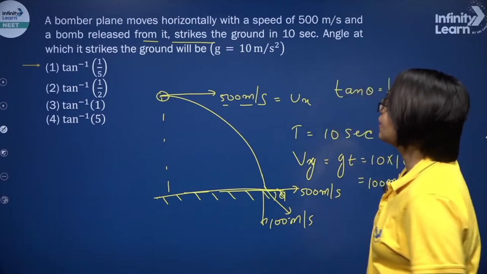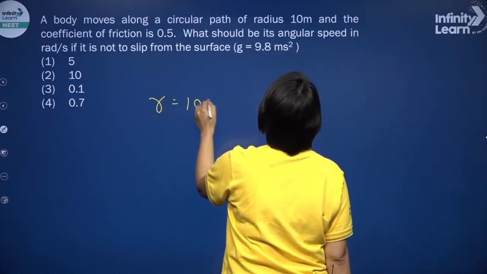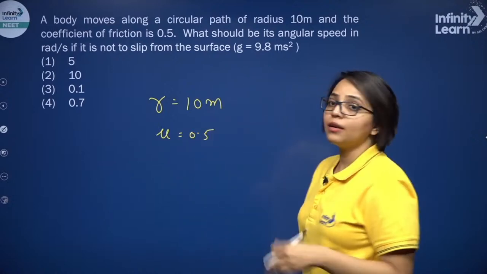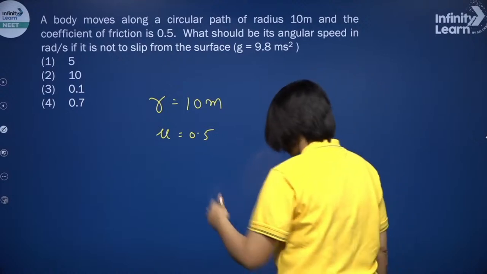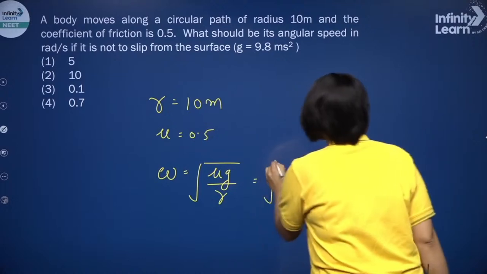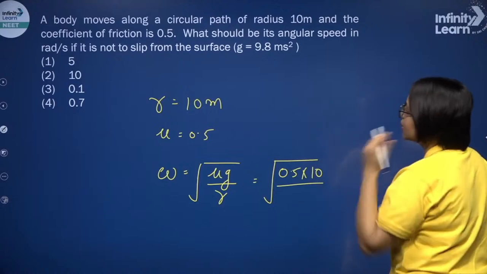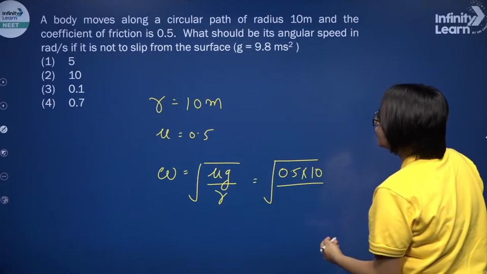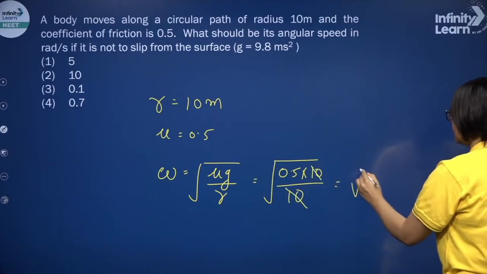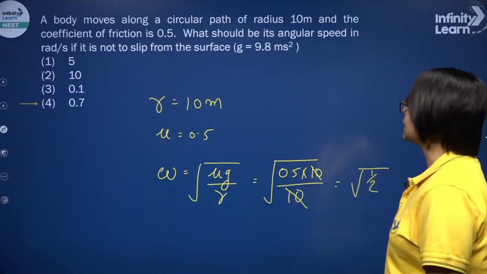Next is this one, a body moves along a circular path of radius 10 meter. Radius is given as 10 meter and the coefficient of friction is 0.5. What should be its angular speed in radian per second if it is not to slip from the surface? Over here, angular speed omega is under root mu g upon r. So this is under root, mu is 0.5, g is 10 upon r, which is again 10. This will cancel and we have omega as under root 0.5, which is 1 upon root 2. So the correct answer is option 4, which is 0.7 radian per second.